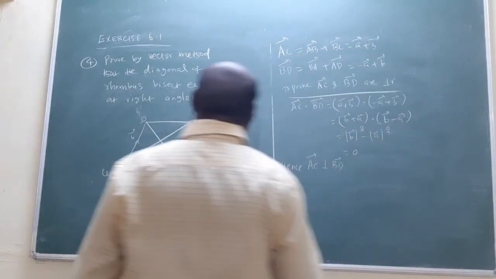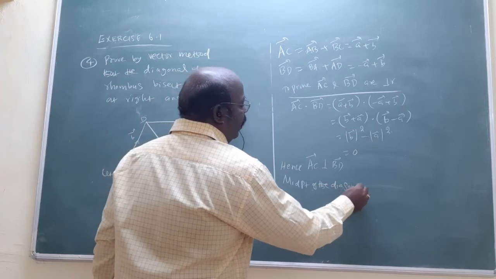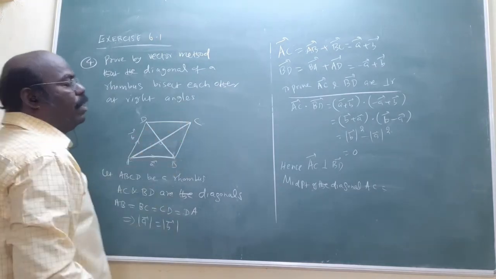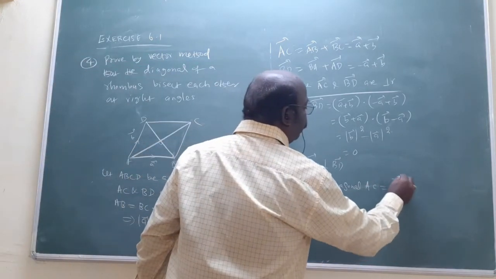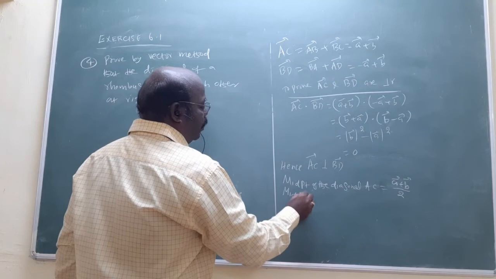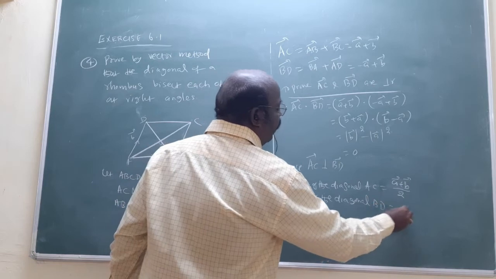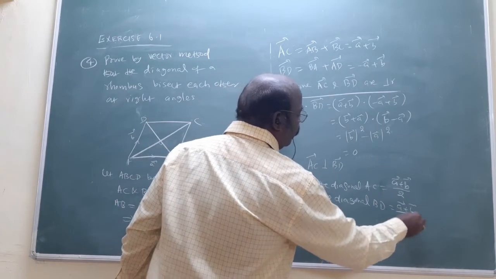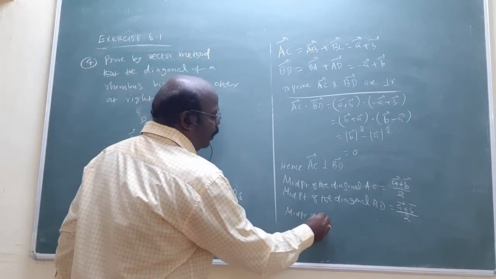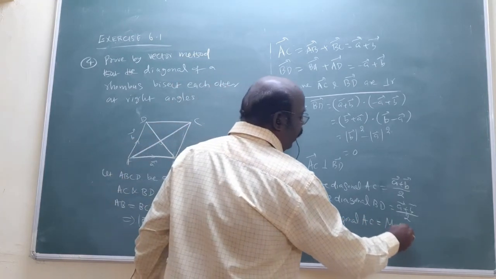Next is what? Midpoint of the diagonal AC. This is A, this is C. This is a vector, this is a plus b vector. Midpoint is (a plus b) by 2. Similarly, midpoint of the diagonal BD, this is also the same answer. Therefore, midpoint of the diagonal AC and midpoint of the diagonal BD will be equal.